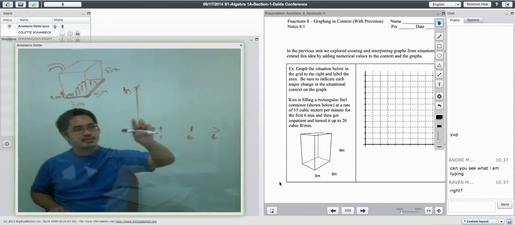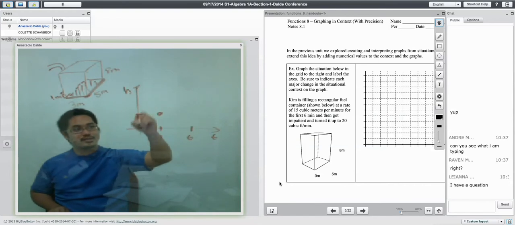She says, can you see what I'm typing? I can see you asking me if I can see what you're typing. But that's it.